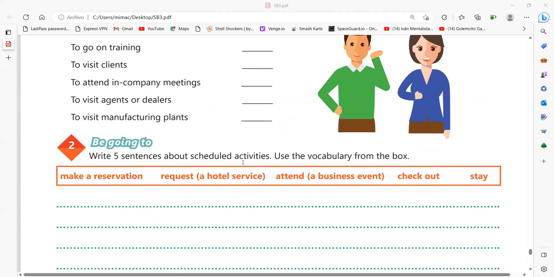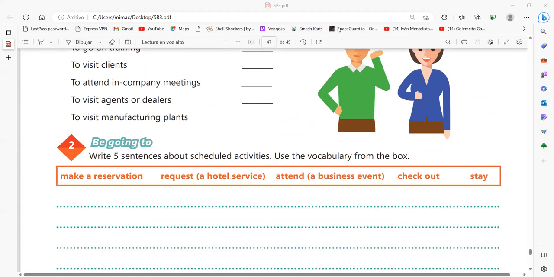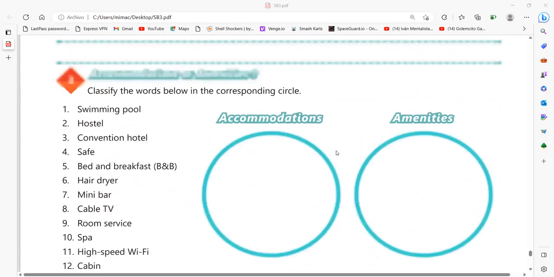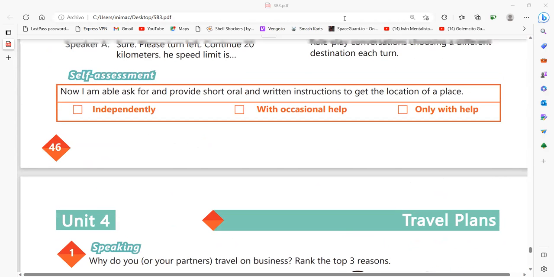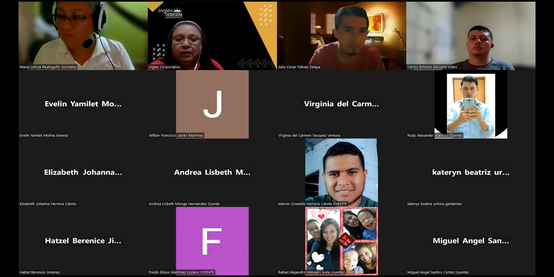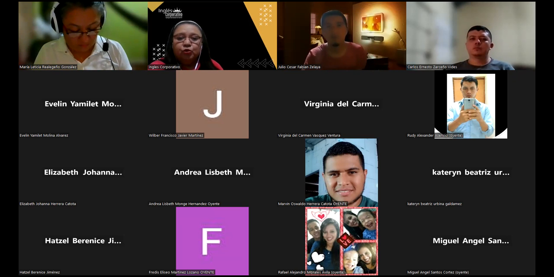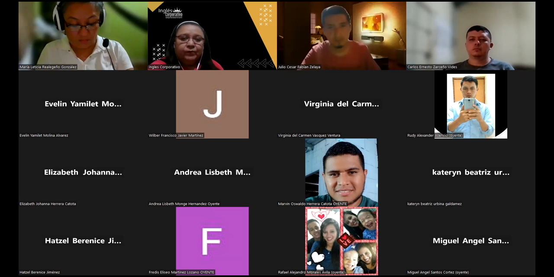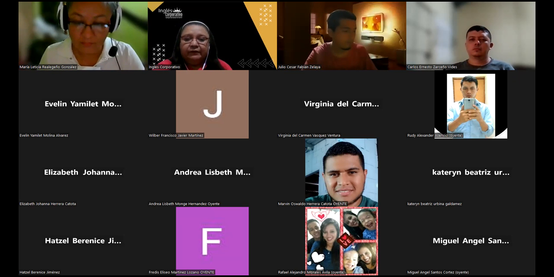Write 5 sentences about the schedule activities. Use vocabulary from the box and you have here the phrases. Is it clear, class? Yes, but you have to write the sentences individually. Subject, verb, and complement. Okay, so we are still working at page 47, okay? And later we're going to share. Here, spelling is very important, and punctuation also. Okay, go to your groups, please. And let's get started with the feedback.